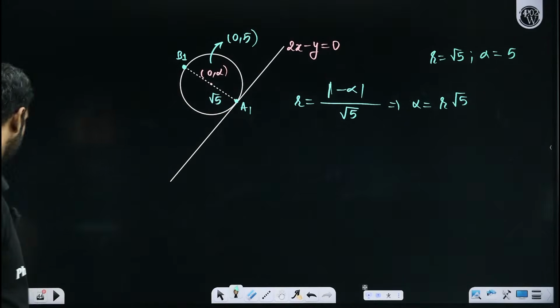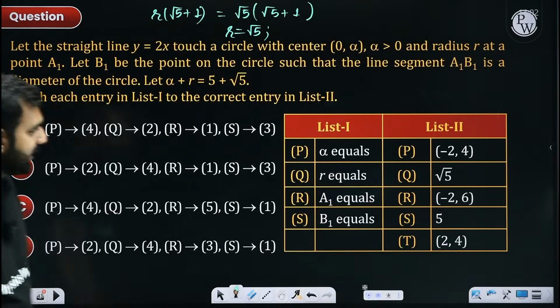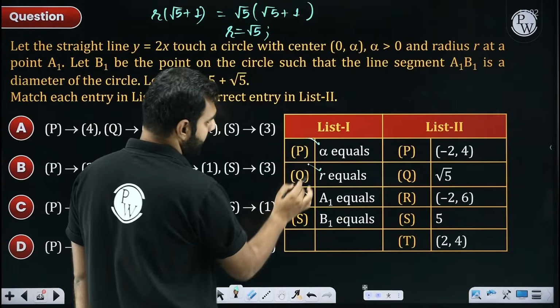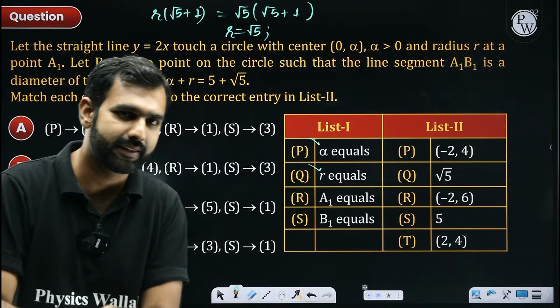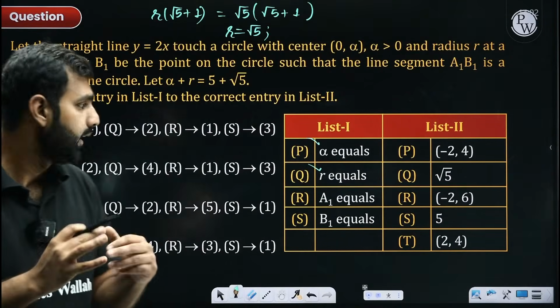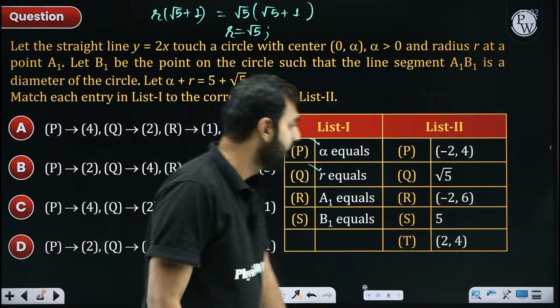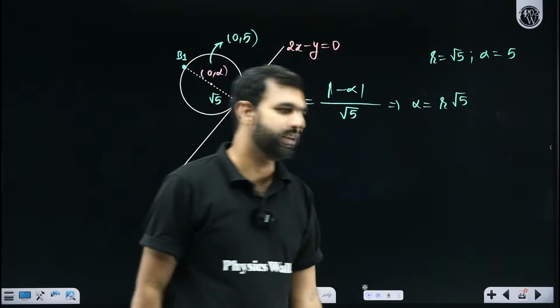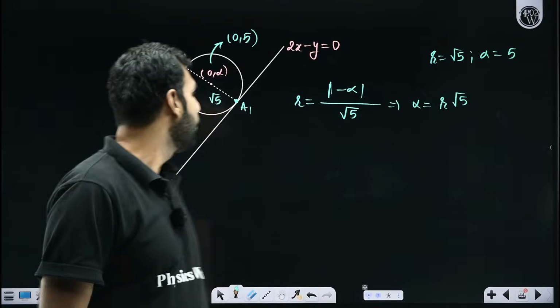Now what do I need? Let me read the question now. As per the question, I need to crack alpha, I need to crack r, that we have already cracked. Everybody getting this? We have already cracked alpha and r. Now let's talk about A1 and B1. How do we crack A1 and B1, students? Can you help me with that? Is it not easy?